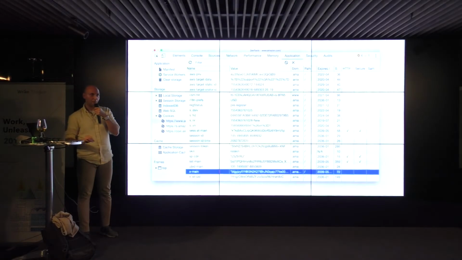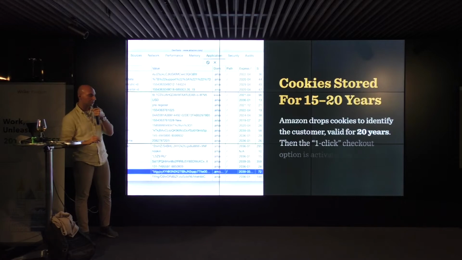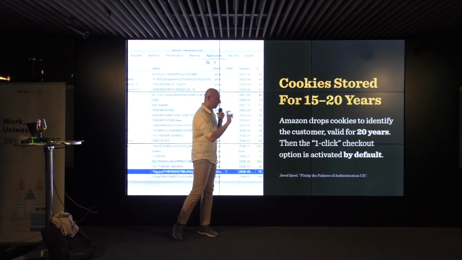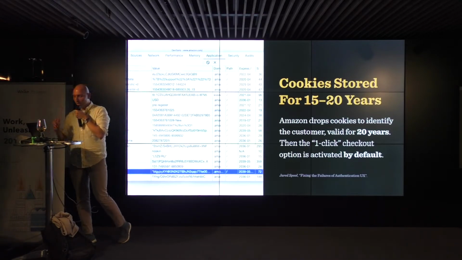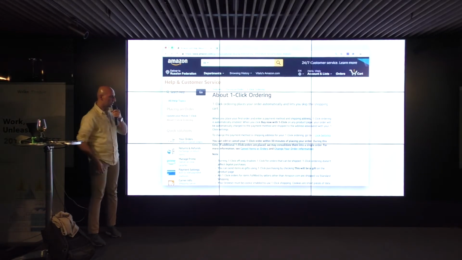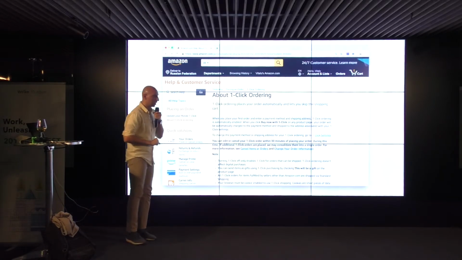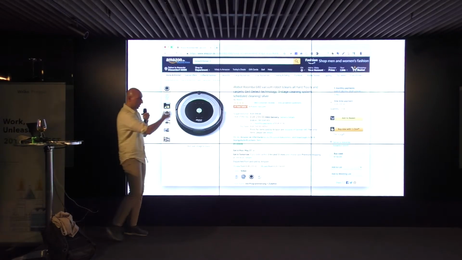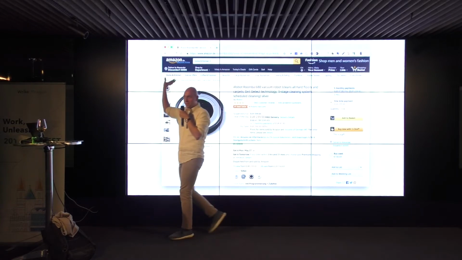Because if you look into what's happening, they set cookies that are stored for 15 to 20 years, right? So Amazon drops a cookie to identify the customer for 20 years, and then that one-click checkout option is deactivated by default. So if you look into one-click ordering, it will say that the moment you purchase something, you can always click the one-click button, and then you can buy things. So next time you come to any product page, you can click on buy now with one click, and it is done.